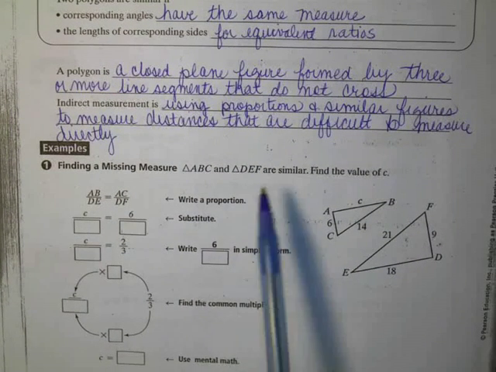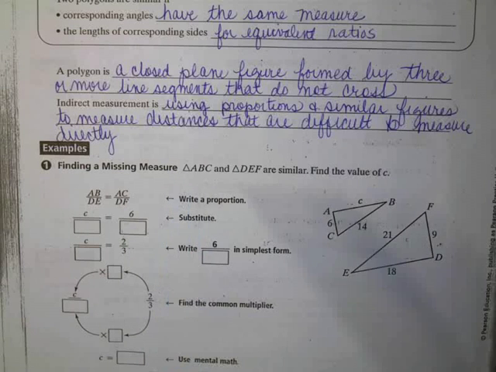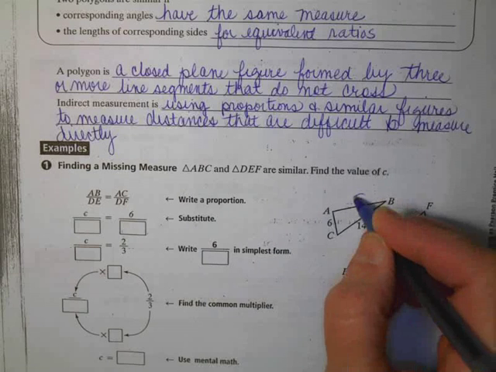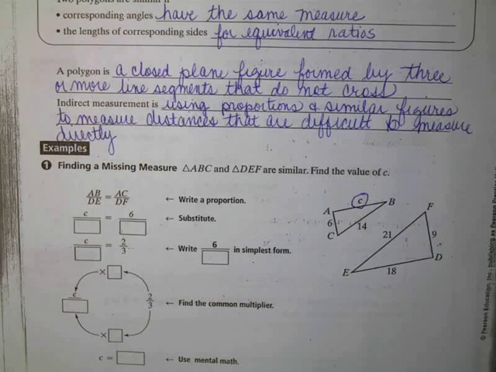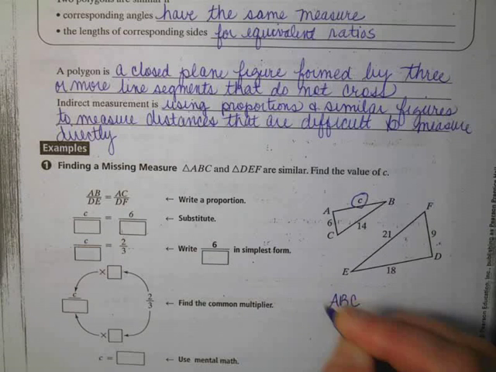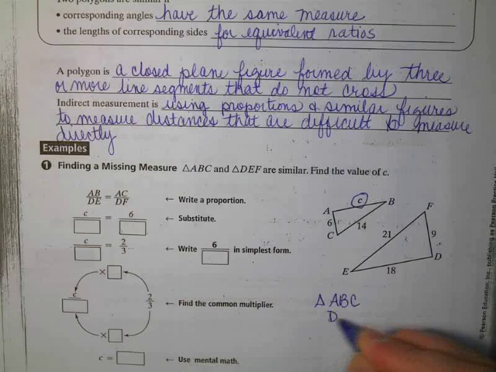Okay, let's look at our examples. Finding a missing measure. Triangle ABC, which is the smaller one over here, and triangle DEF are similar. Find the value of C. So I'm looking for the length of side C. Since I know that my triangles are similar, I'm going to use a little trick to help me be sure that I'm going to match things up carefully.